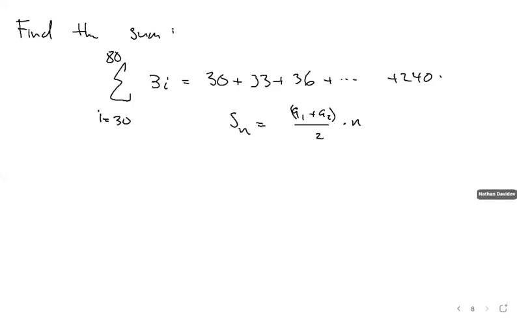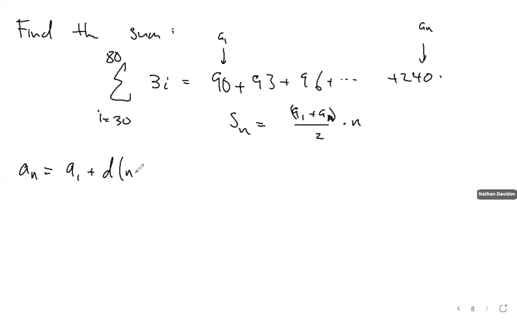Isn't 30 times 3 90? Ah, you're right. I made a mistake. Sorry, I'm a little slow today. 93 plus 96 plus and so on. Okay, that's better. I know what my A1 is. I know what my AN is, but I don't know what N is. Well, let's see. How will I figure that out? I know that A sub n is A1 plus D times n minus 1.